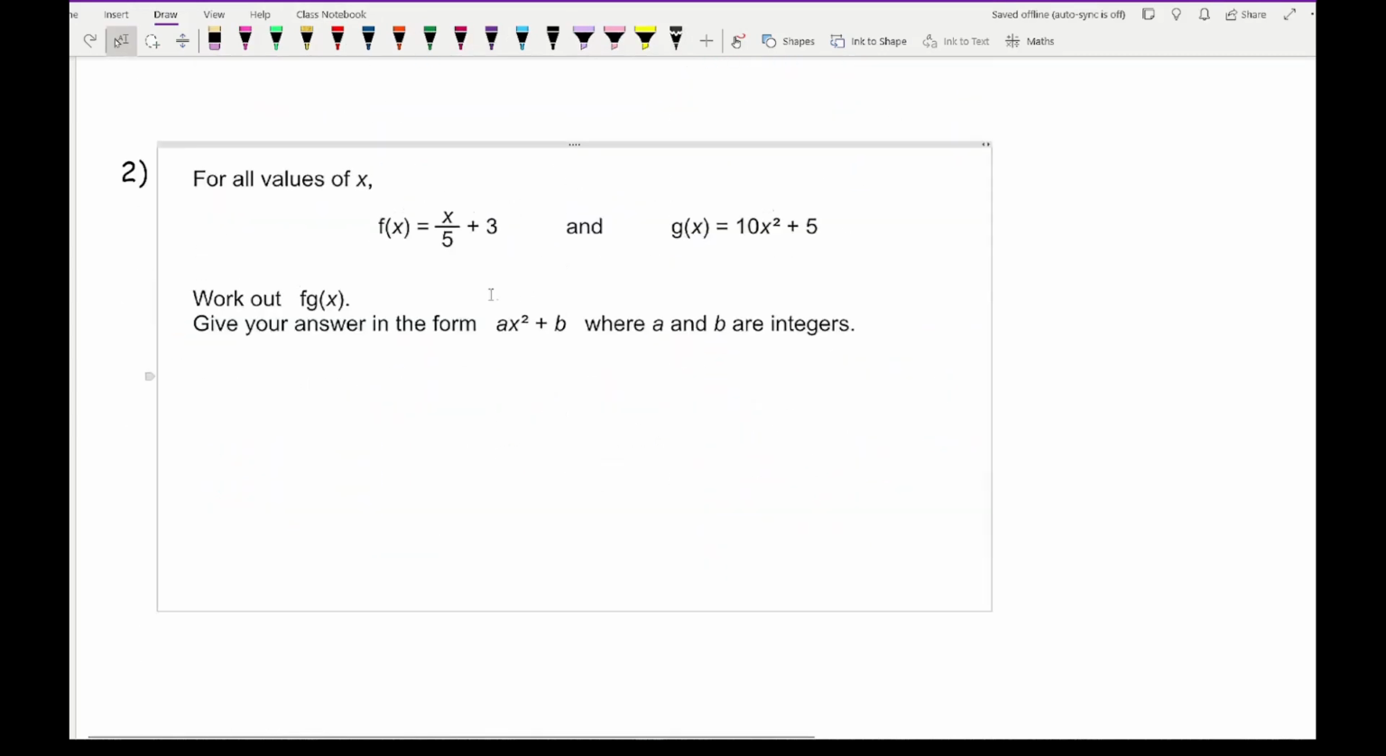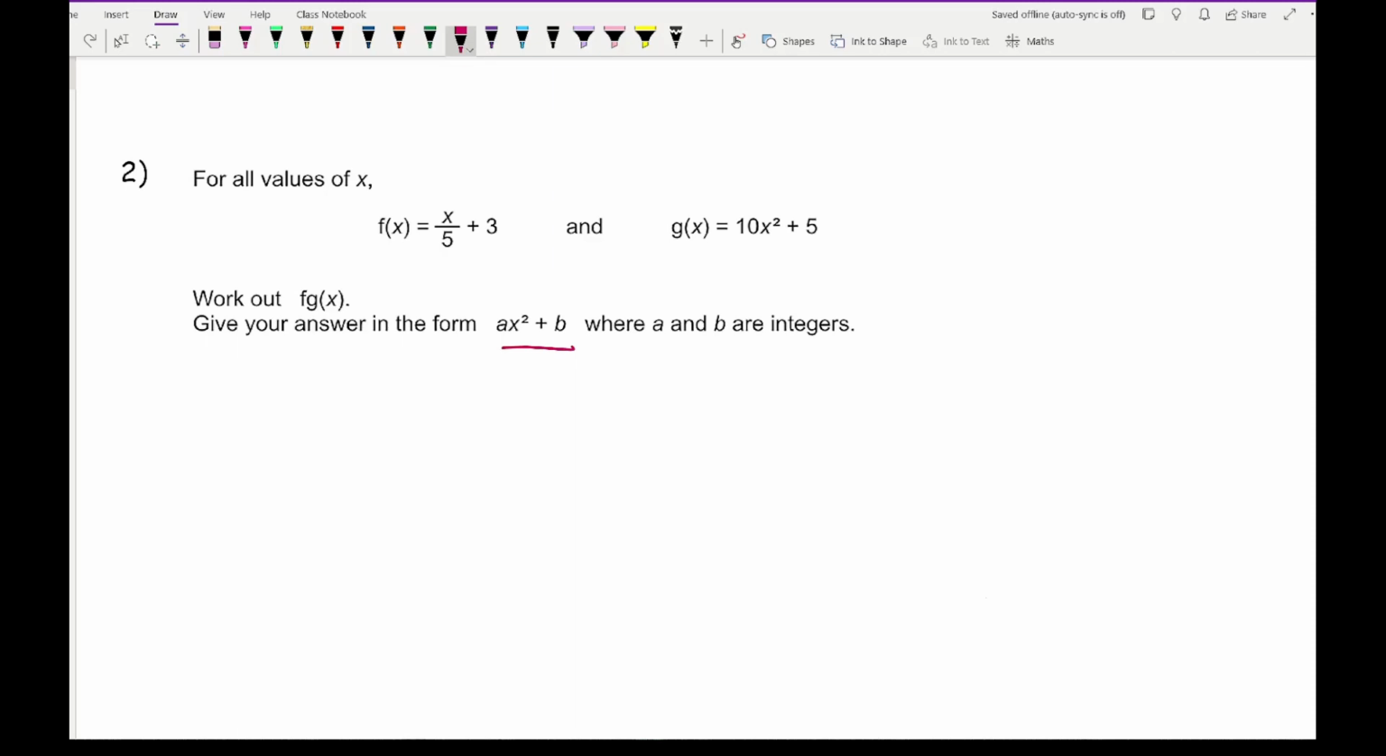So now let's have a look at our second example. The second question says for all values of x, and again we've got a function f and a function g, all in terms of x. And this question is asking us to work out what f g of x is, giving our answer in this form here. So here what I've got to do is actually work out the sort of mega formula function when I'm combining these two. Now which one am I going for first?